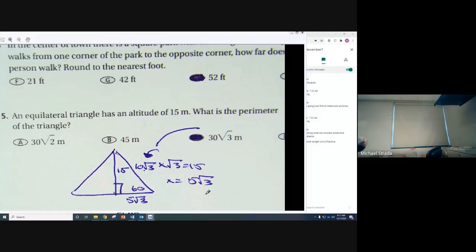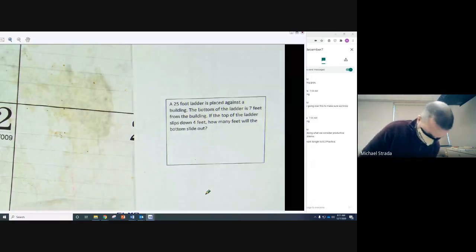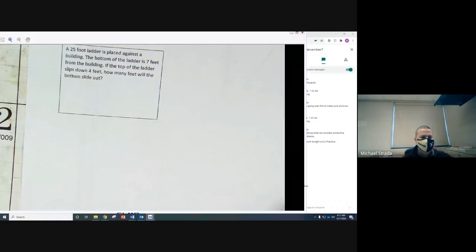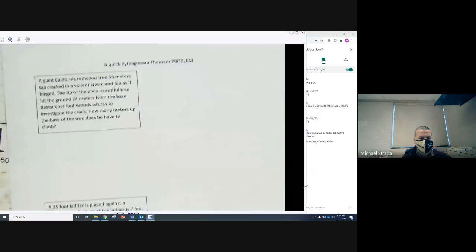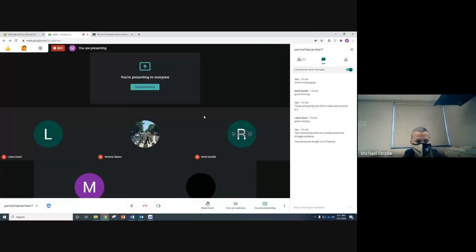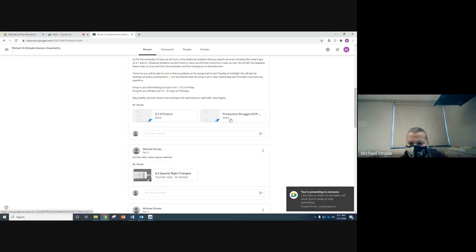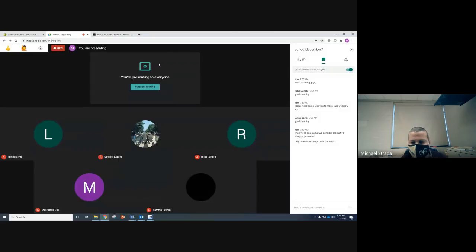All right. So a quick Pythagorean theorem problem. Notice problem in all caps. Quick being a little bit of an understatement. All right. So here we go. Double check something. STP, productive struggle. Yep, it's up there.